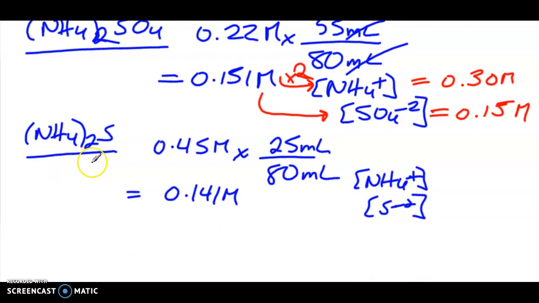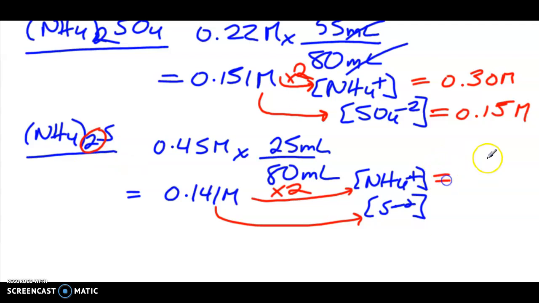For our next one down here, same deal. So this concentration is the same for our sulfide, but for the ammonia, we would have to double it because it has 2 for every 1. So this would be 0.28. That's an 8. And this, of course, would be 0.14.